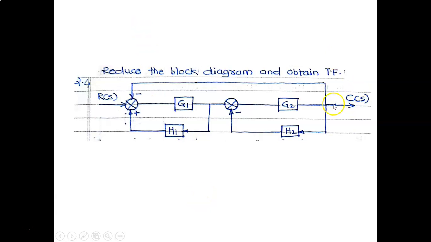Reduce the block diagram and obtain the transfer function. Draw this diagram. Here, two summing points are there. And this G1 H1, these two blocks are there, G2 H2. This signal is there, upper signal. Here no block is there, therefore this is known as unity feedback. Therefore here value of the block is equal to 1.